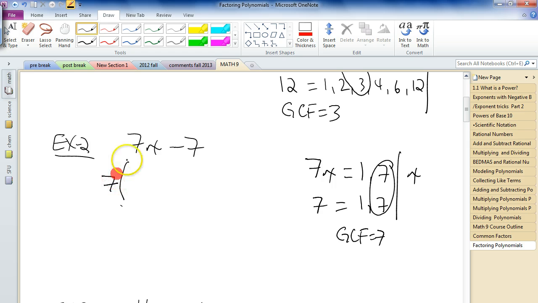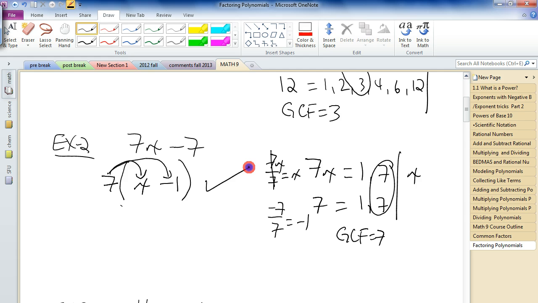Anyways, now we divide each of these terms by that 7. So 7x divided by 7: the 7's cancel out, and you're left with x. Negative 7 divided by 7, you get negative 1. If you need to do the stuff on the side, go right ahead. If you can do it in your head, fantastic. So this is what you're left with. Let's do the double check to make sure that we are correct. Let's do the opposite of what we just did. We just divided, or factored, this. Now we multiply to see if we get the same answer again. 7 times x is 7x. 7 times negative 1 is negative 7. I'm right.